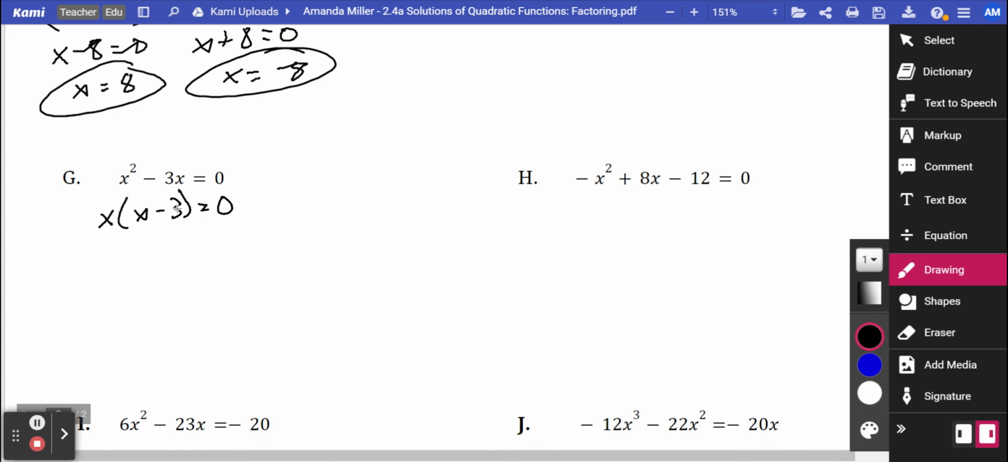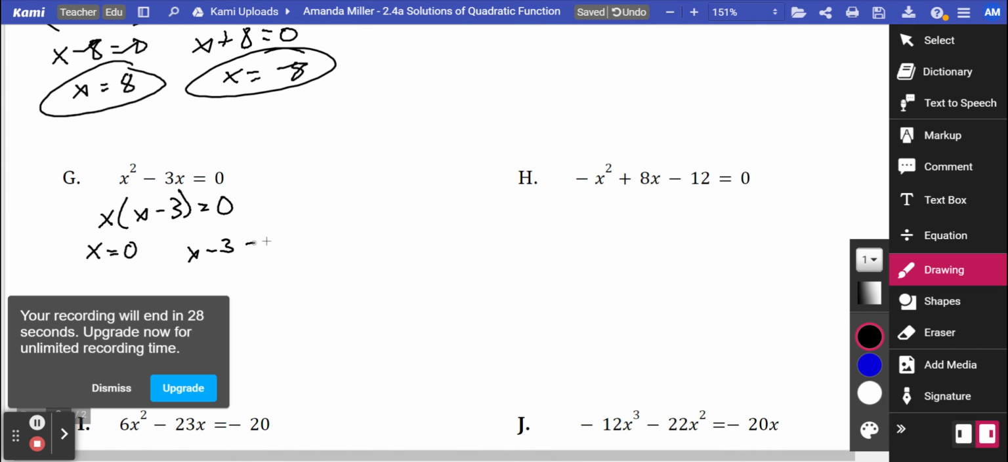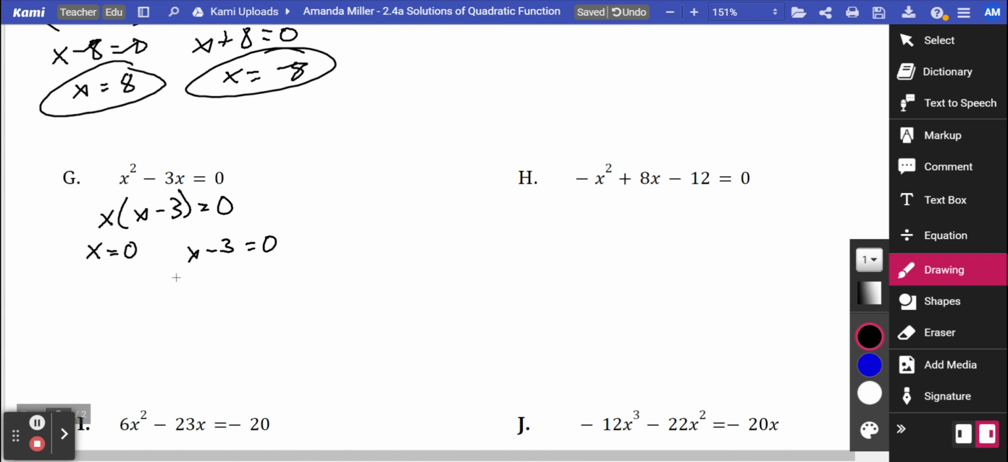Now I'm going to set both pieces equal to 0. So I'll have x equals 0, x minus 3 equals 0, and we'll solve. This one's already solved. Here I'll add 3. There's my second solution.